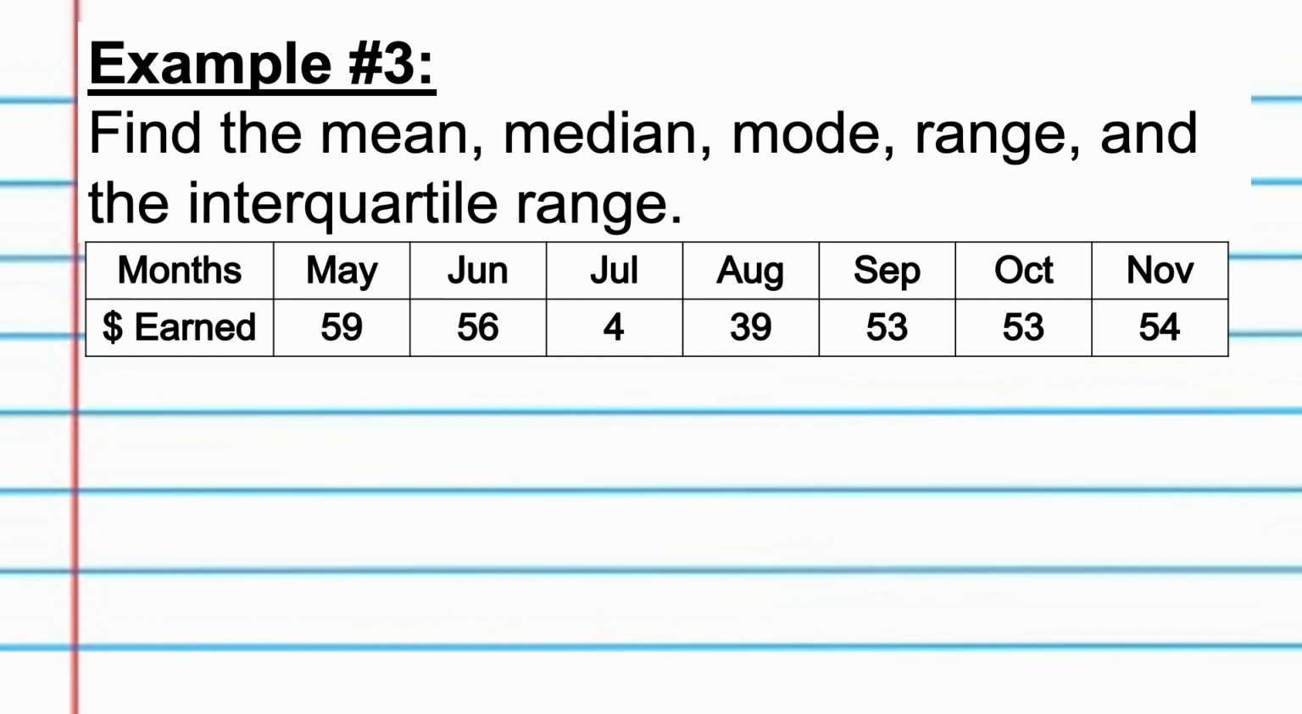Example number 3. So here is another question where we're going to have to extract our data or pull our data out of a chart. So we're going to have to pull it out of this chart that we have here to find our mean, median, mode, and range and interquartile range. So I want you guys to take a second, pause the video. I know you all will, because I know you're good, honorable kids. And I want you to try to figure out the mean, median, mode, and range by yourself.